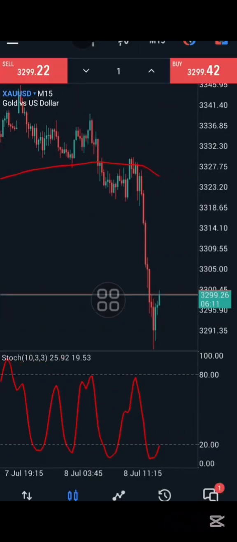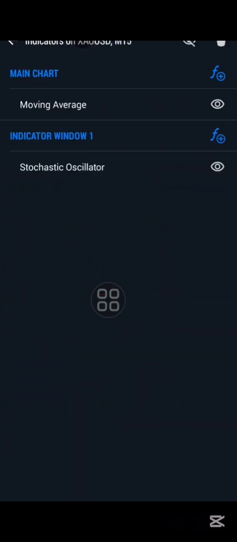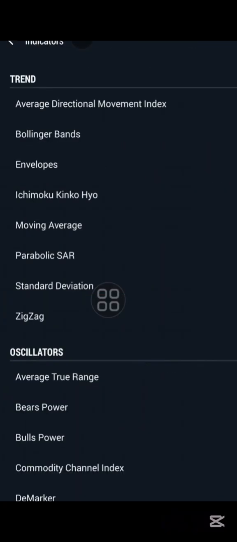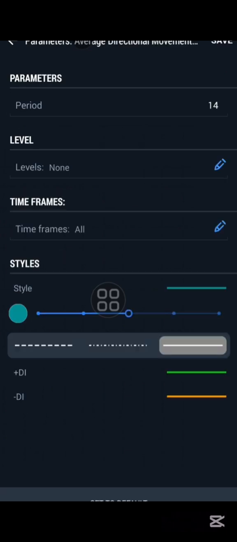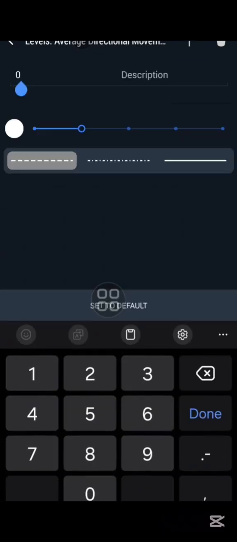Then we're also going to add another indicator. We're going to go on this F icon on top on the main chart. Then we click it. We're going to go on the average directional movement index. This one, we click it. Then on the average directional index, the period will remain the same. What we're only going to change is on the levels. On the levels, we're going to make use of the level 30. So you need to insert level 30.